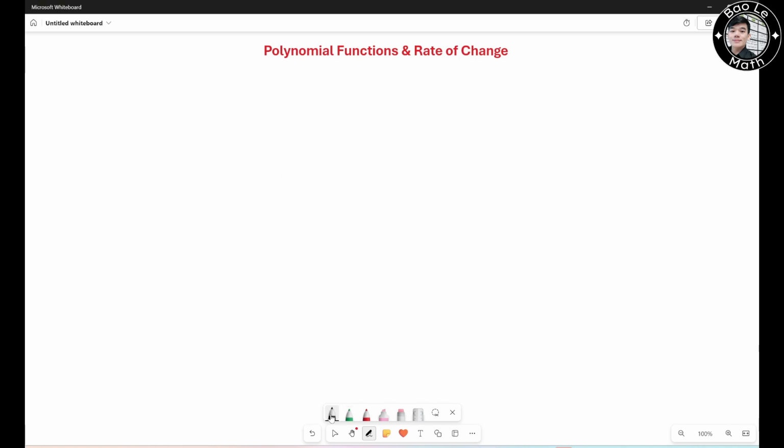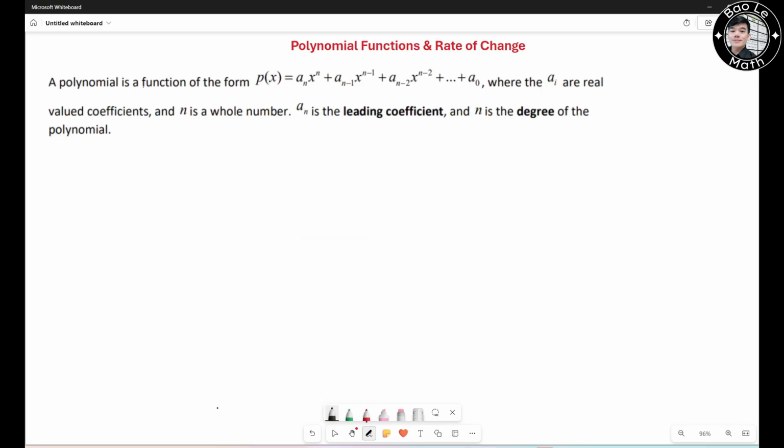Alright, a polynomial function is written as p of x equals a sub n x to the n plus a sub n minus 1 x to the n minus 1 plus a sub n minus 2 x to the n minus 2 plus etc., until a sub 0. a sub n is the leading coefficient, n is a whole number, and n is the degree of the polynomial. Alright, let's take a look at some examples.